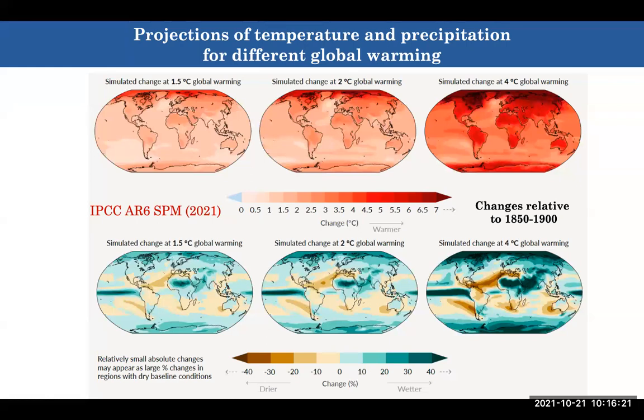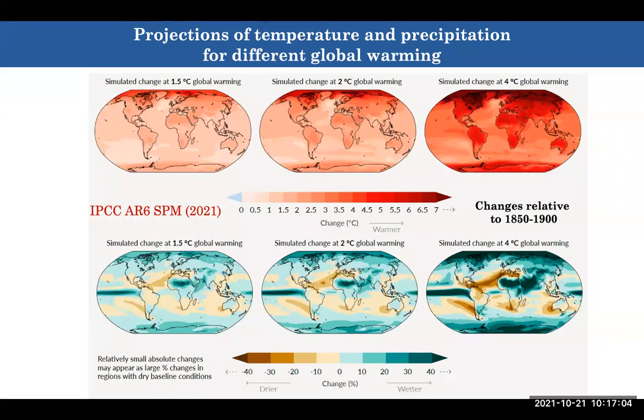Below, you have the changes in precipitation. In blue, wetter. In yellow and brown, drier, where you see that once again, you have similar patterns with different warmings, but stronger amplitude when you reach 4 degree warming, with drying of some regions like the Mediterranean, and higher precipitation in high latitudes. And those changes are not only coming as means, but also changes in extremes, with more intense precipitation, more heat waves, and also more drought events.